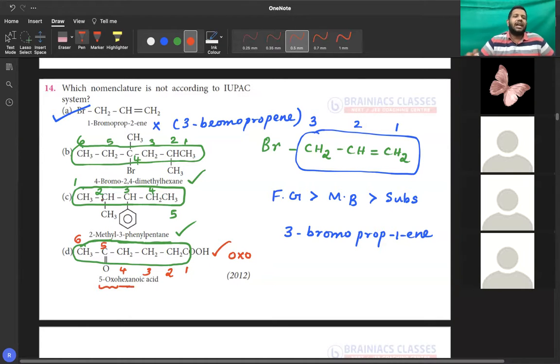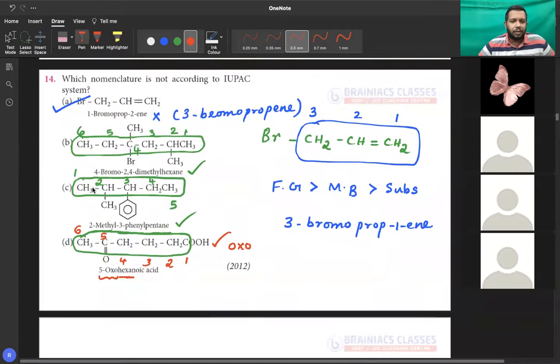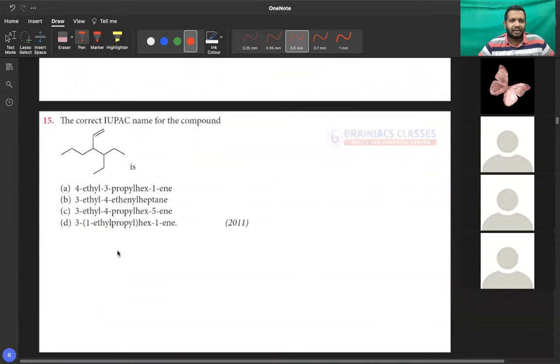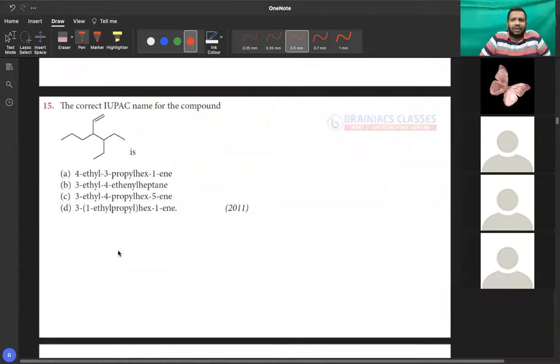So we can say option A is correct. That was done wrongly. Okay. So very good answer. Let's say option A is the correct answer. Now, can you tell me the answer for this one? We have the next question, a 2011 question for you. Can you tell me what the answer is for this question?